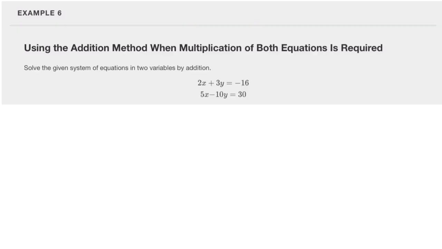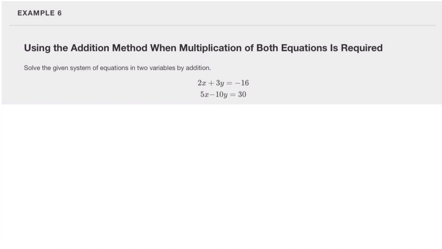Solve the system of equations in two variables by addition. Okay, so let me see. Now, I think in the first one, we were able to just add the two together and it worked. The second one, we had to manipulate one to get it to work. And this one, it looks like we're going to have to manipulate both equations to get it to work.